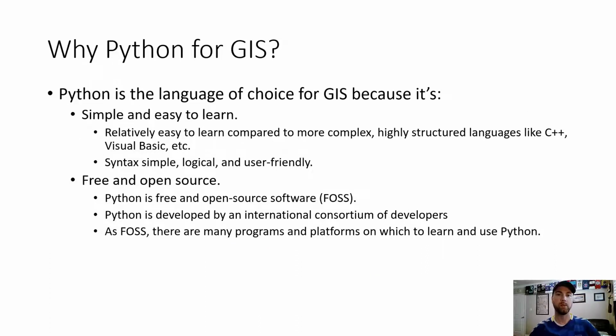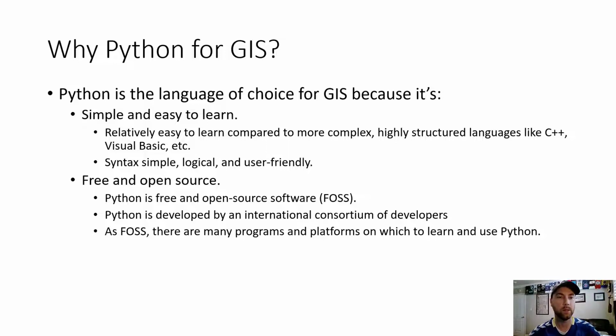So Python is the language of choice for GIS because it's simple and it's easy to learn. So it's relatively easy to learn compared to more complex, highly structured languages like C++, Visual Basic, and others. And the syntax is simple, logical, and user-friendly. So as I said before, it's a really good introductory language that is not introductory because it's less than or inferior to others. It's actually very versatile, and it can be used in many different environments. And it's also a good stepping stone if you do want to learn more advanced languages.